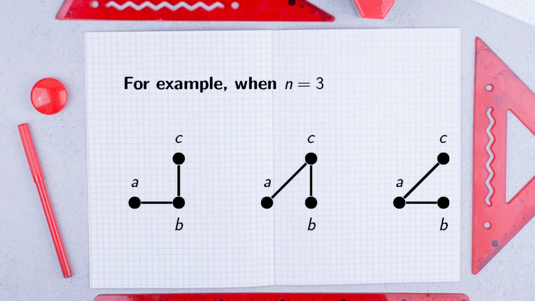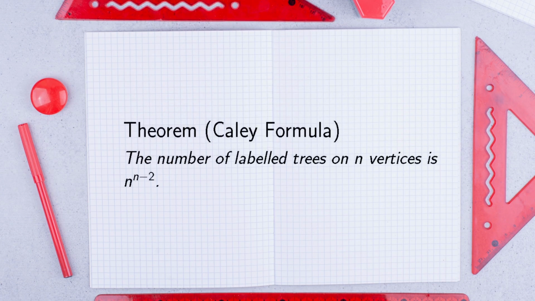Let us look at a very specific case. For instance, suppose you have just n equal to 3, then there are only 3 labeled trees, which are A, B, C; A, C, B; and C, A, B. In general we have this result, proved by Cayley and now known as Cayley's formula. It states that the number of labeled trees on n vertices is n raised to the power n minus 2.